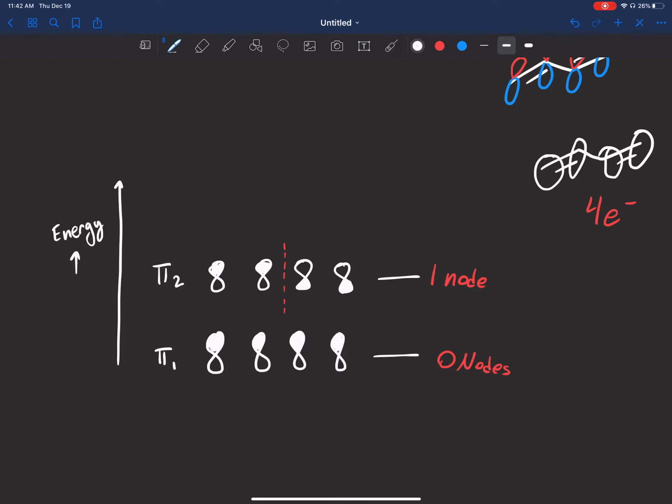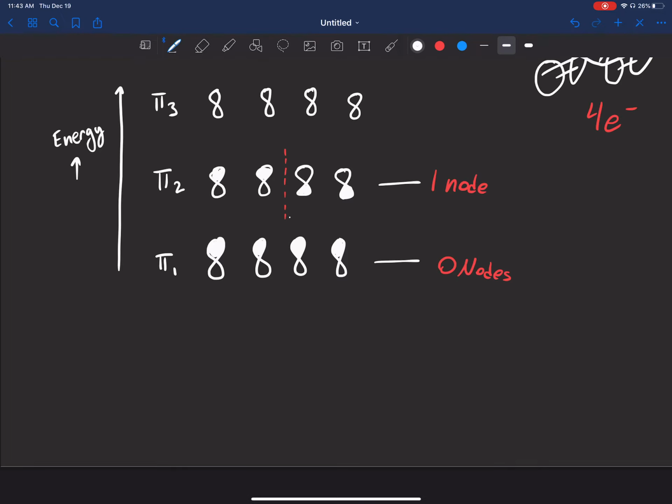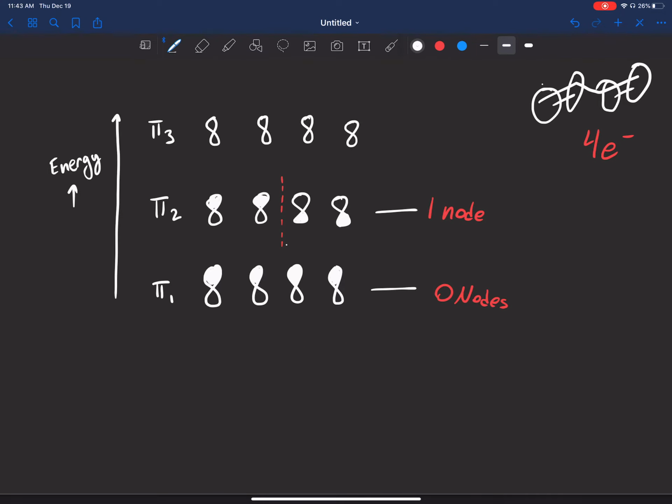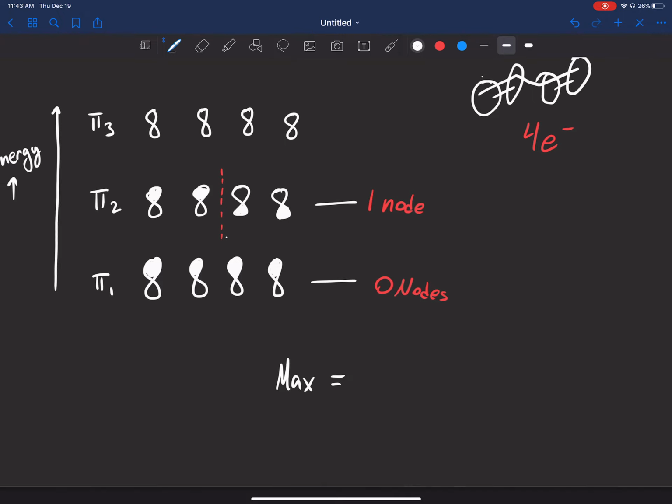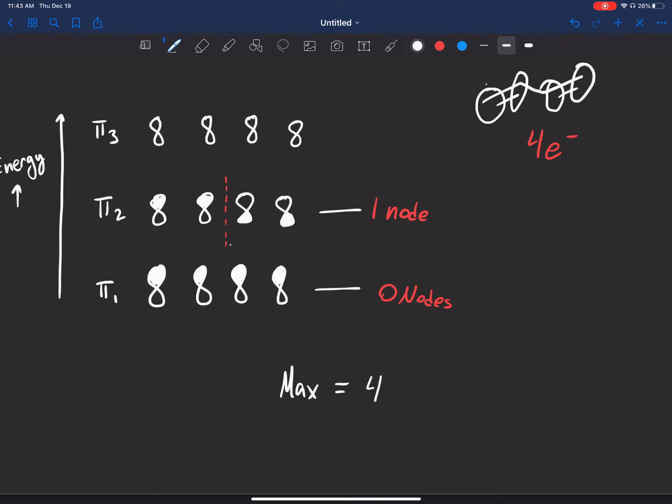Now we're going to go on to the next molecular orbital, pi 3. And so again, draw all 4. And a little trick, if you don't know how many molecular orbitals you're going to have to draw, is to figure out how many p orbitals you have. So we had 4. The number of molecular orbitals you have to draw is going to be the number of p orbitals, minus 1. So we have 4 p orbitals.